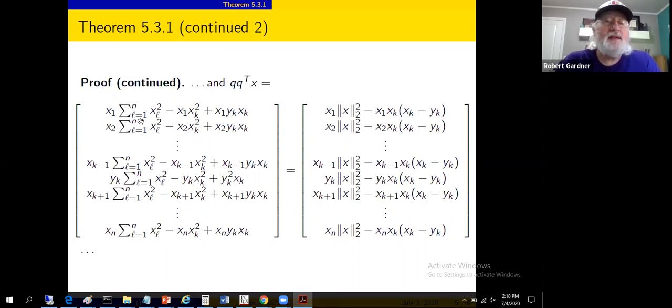Hey, these sum of components squared, that's just the L2 norm of x. So let's replace those summations with L2 norms as we've done throughout. The pattern is the same throughout, even in the kth row. I'm just making a substitution.